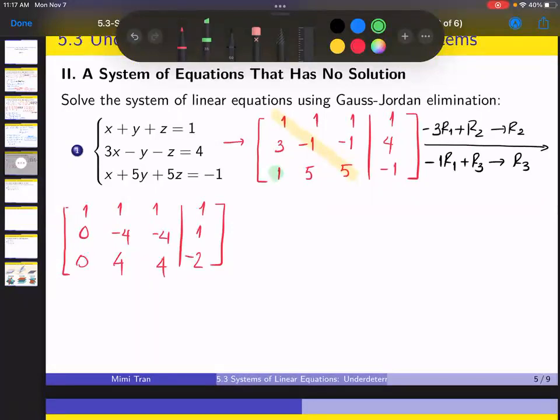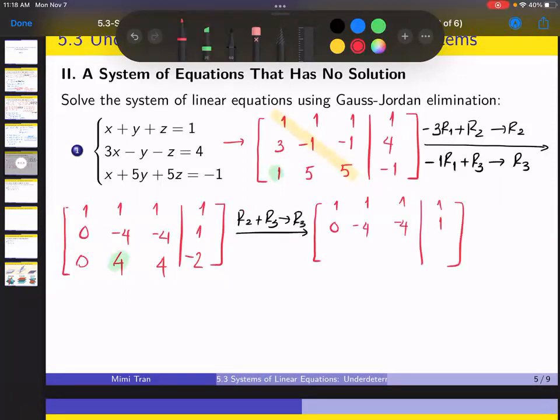And then eliminate the 4. What do I do? Yeah, just add, right? Basically multiply the second row by 1 and add, or just add. So R2 added to R3, give me R3. 1, 1, 1, 1, 0, -4, -4, 1. And then the last one, I got 0, 0, 0, -1.